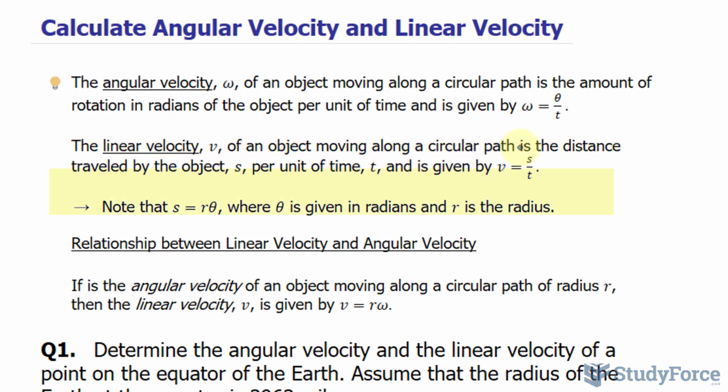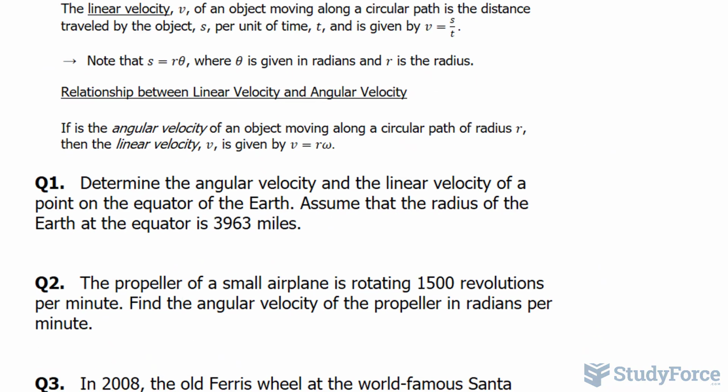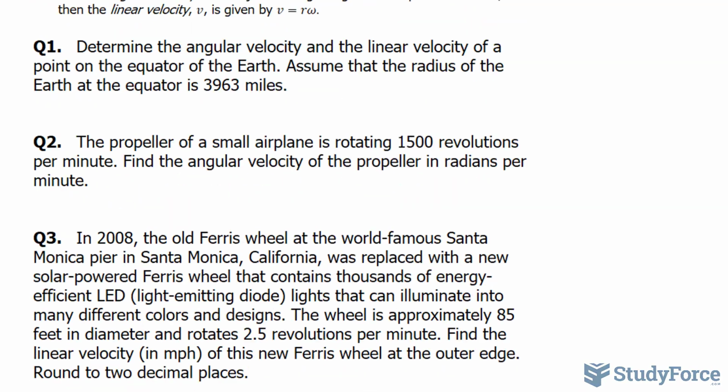And you can find information about s by taking the radius and multiplying it by theta, which is given in radians. Given what was said, if the angular velocity of an object is moving along a circular path of a radius r, then the linear velocity v is given by this formula. So let's keep that in mind as we answer the 4 questions that I've prepared.